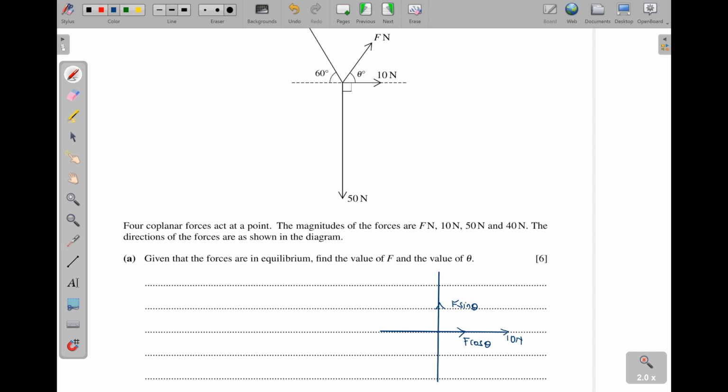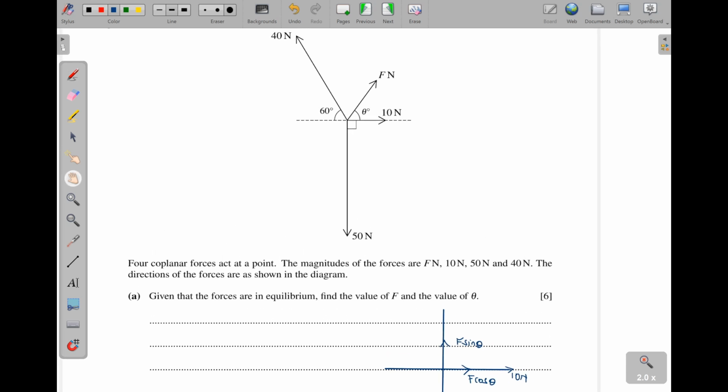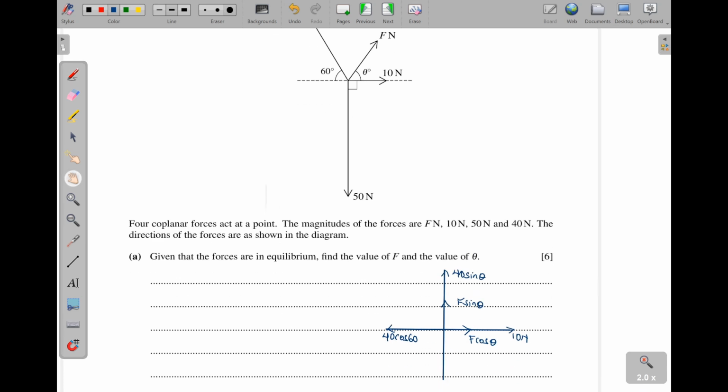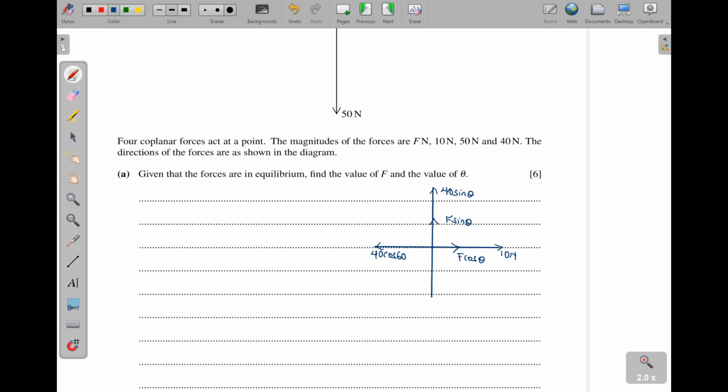And then we have this one up here. Close it in here, that one is going to give us 40 cosine of 60. And then when you open it up to this, it will give us 40 sine of 60. I think nothing else to do. So this is 90 degrees.